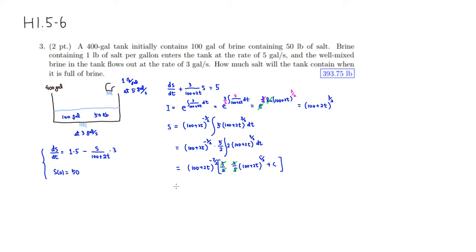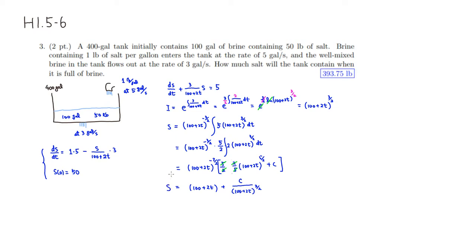Then once you distribute this guy, you get, let's see, 5/2 minus 3/2. So it's going to be just 100 plus 2t. Right, then distribute that. So it's going to be plus c over (100 plus 2t) to the 3/2 power. All right, so this is going to be our S of t.